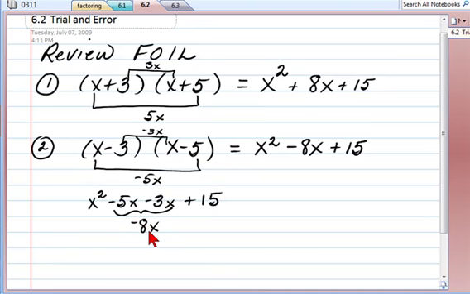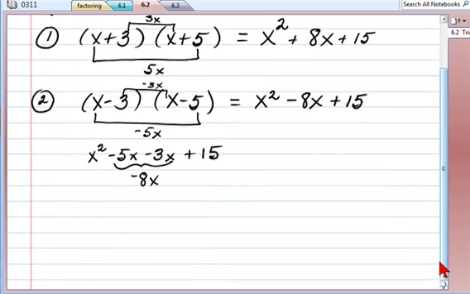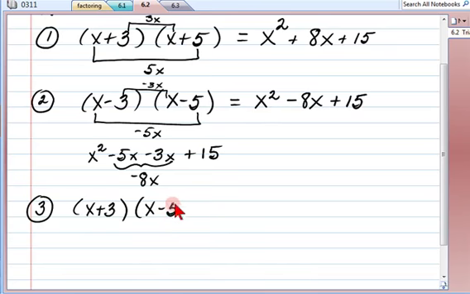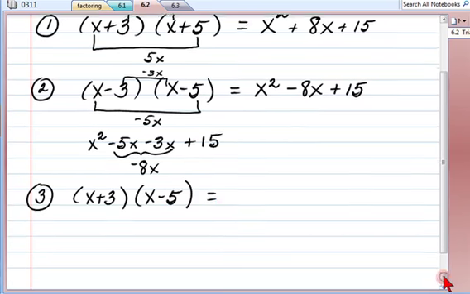Okay? And I hope that you notice the sign patterns. And I'm asking you to look at it now, and then we'll summarize together in a minute. All right, let's look at another one. Number 3, what if I have x plus 3 times x minus 5? Let me scoot this up.